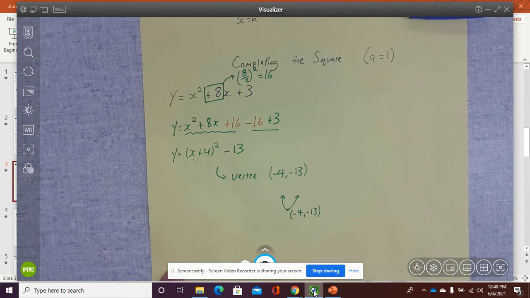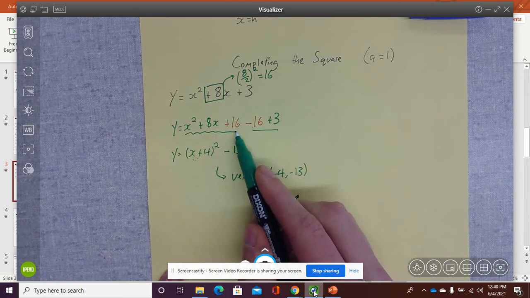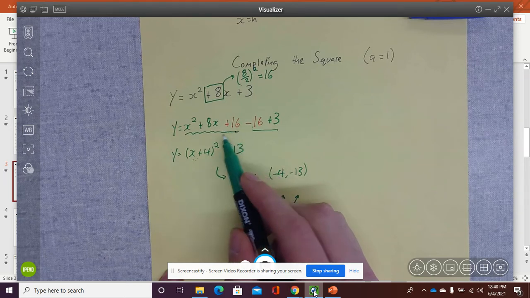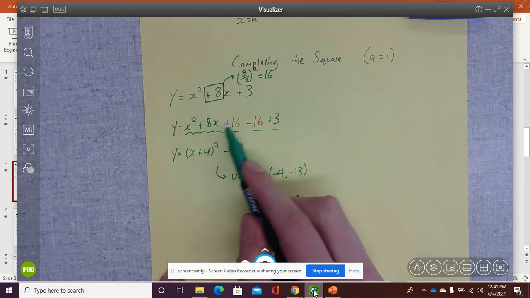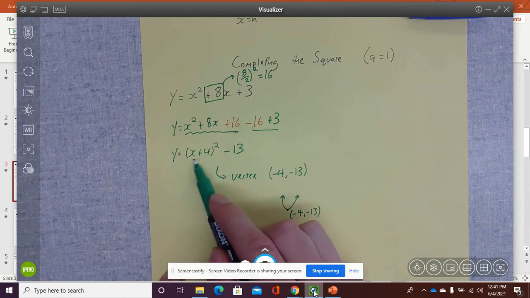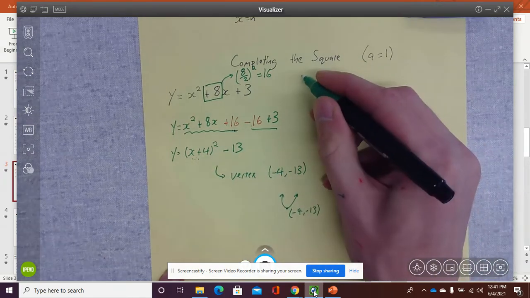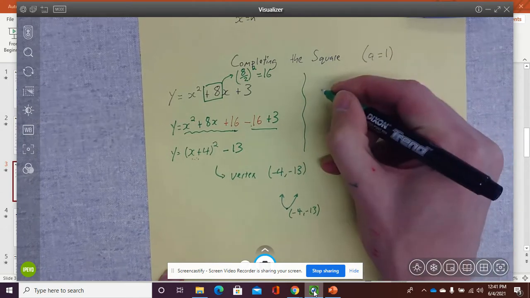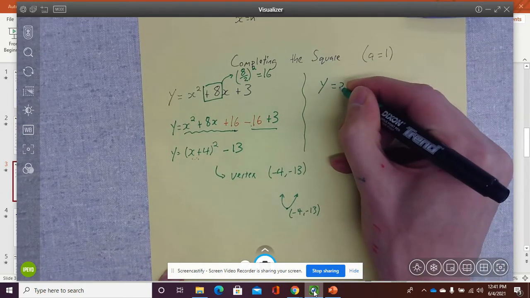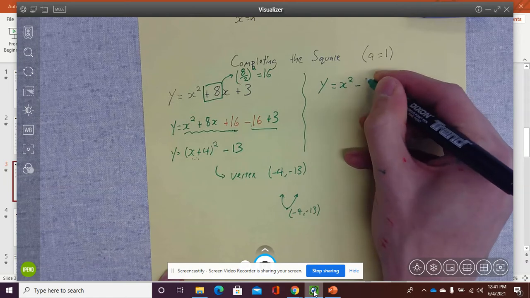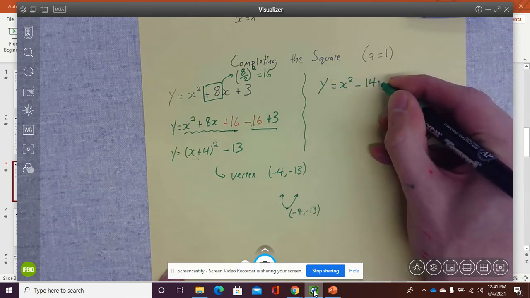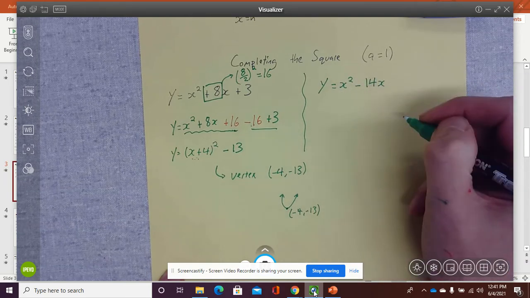So that's how we complete the square. I'm adding in, forcing this into becoming a perfect square trinomial. I'm always going to factor it into the same bracket multiplied by itself. Let's just do one more example. Again, in today's video, we're only looking at cases where my a value is a 1.